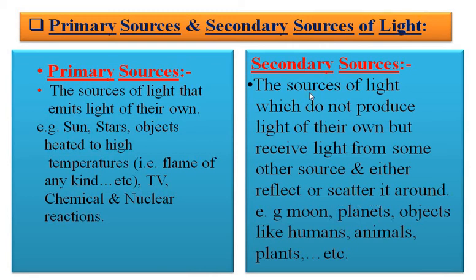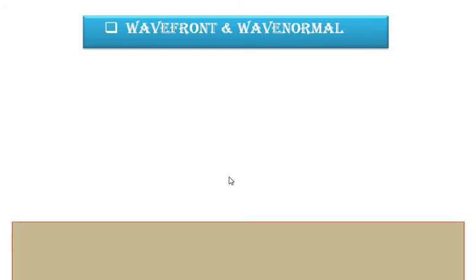What is meant by secondary source? The source of light which does not produce light of its own but receives light from some other source and either reflects or scatters it around. For example, moon, planets, objects like humans, animals, plants, etc. are different examples of secondary sources. Then we have to see what is meant by wavefront and what is meant by wave normal.